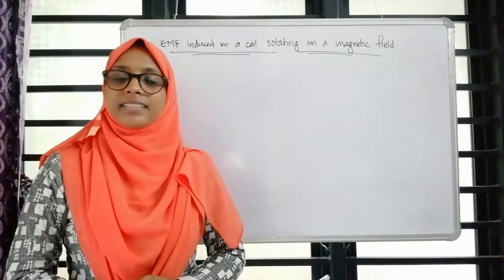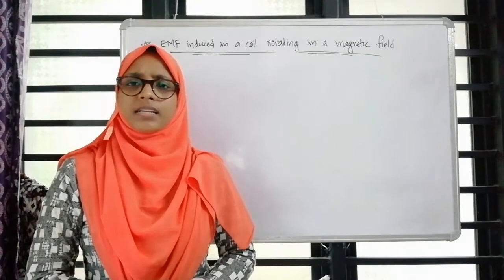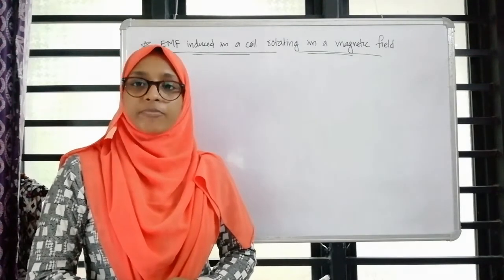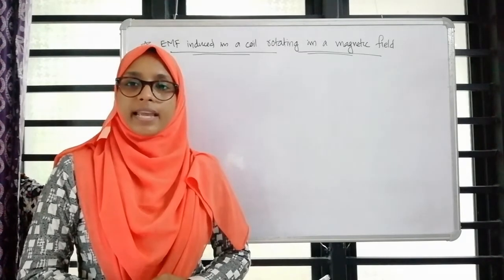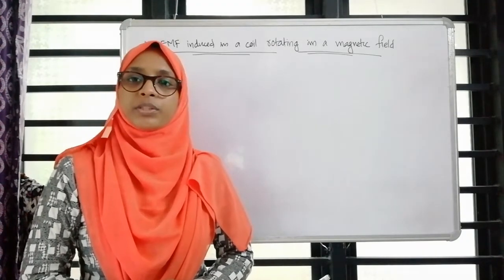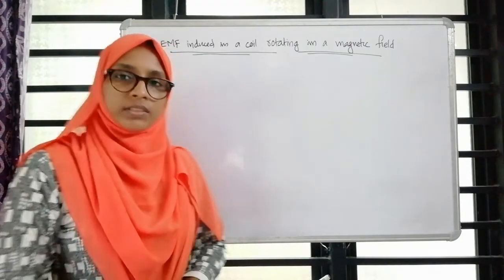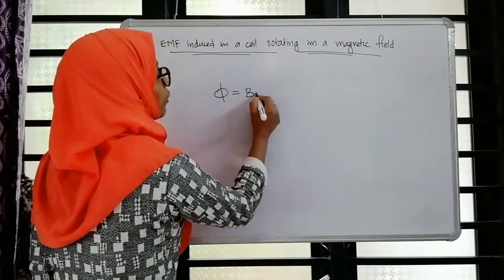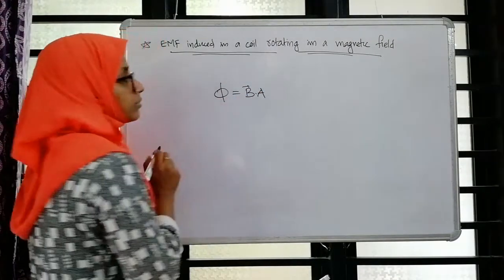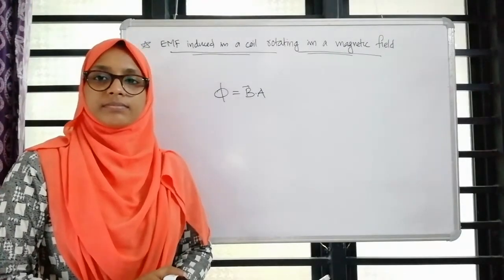We have studied the term magnetic flux in the previous chapters. Then what is magnetic flux? It is the number of magnetic lines of force passing through a particular area in a direction normal to that area. Then how can it be obtained? That is, magnetic flux can be obtained as phi is equal to B dot A or BA, where A is the area of that loop or coil.